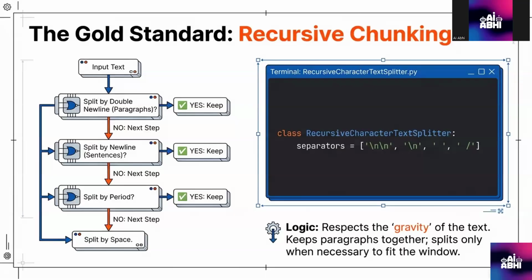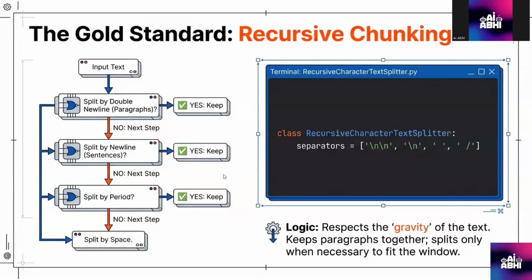So for this, the pros and cons are like this: it has structural awareness, consistent sizes, customizable separators, and 80 to 89% recall in the benchmarks. But the cons are that it needs separator tuning per doc type, and doesn't understand meaning, just structure. It is best for 80% of RAG apps, general purpose documents, markdown, HTML, code files also.